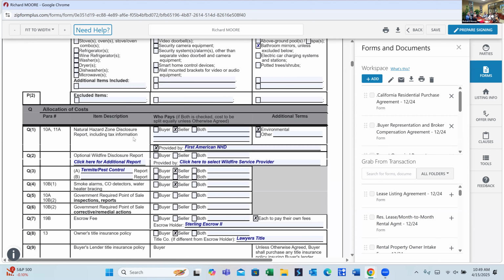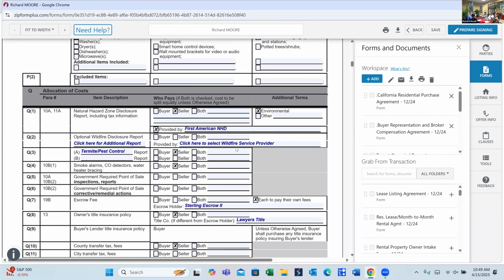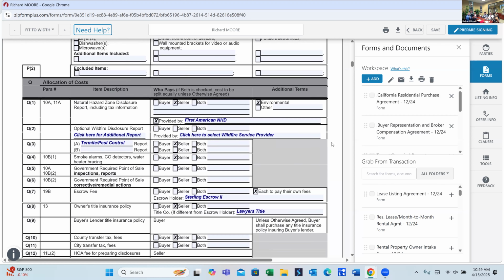And then section Q1, natural hazard zone disclosure. Customary here that the seller pay, anyone can pay, and be sure to check the box environmental. And you can choose the name of the provider if you like, and I just happen to type in First American NHD. Optional wildfire disclosure report, I see no reason for that.